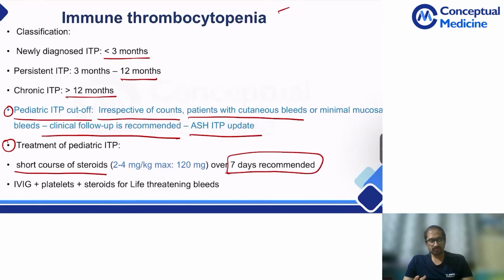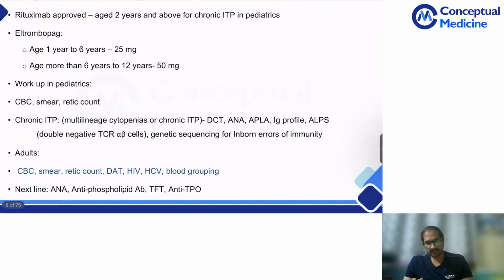So the dose is 2 to 4 milligram per kilogram, maximum of 120 milligram per day. And only for patients with life-threatening bleeds, retropharyngeal, gastrointestinal, genitourinary, or patients with imminent intracerebral hemorrhage. In those patients, we give triple therapy: IVIG plus platelets plus steroid. This is called triple therapy in ITP.